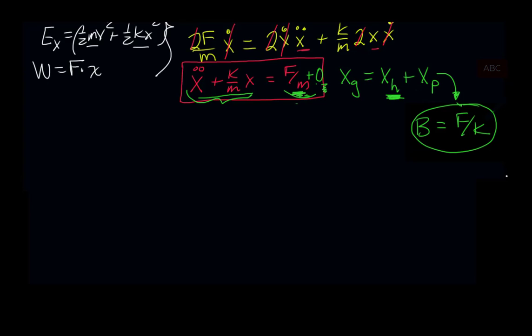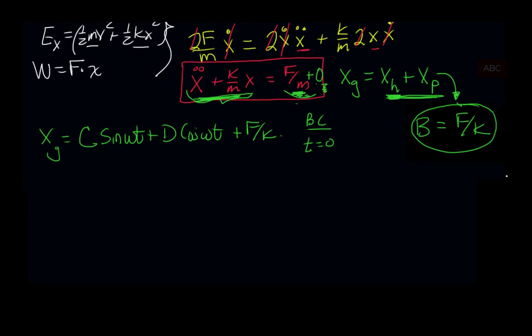To go after the homogeneous solution, we can now put this whole thing together. And again, we know that this is going to be a sine and a cosine form. So x general will be c sine of omega t plus d cosine of omega t plus our F on k variable that we found. And we can apply a boundary condition here if we like. At t equal to 0, x was 0. The boy started at rest and ran from that location. Sine of 0 is 0. Cosine of 0 is 1. And we find that d is equal to minus F on k.